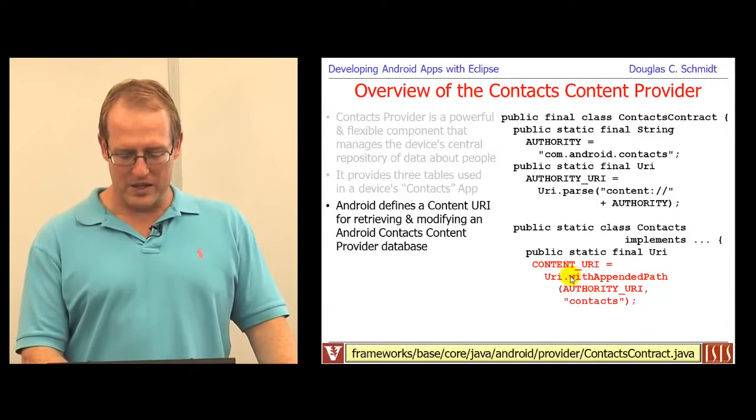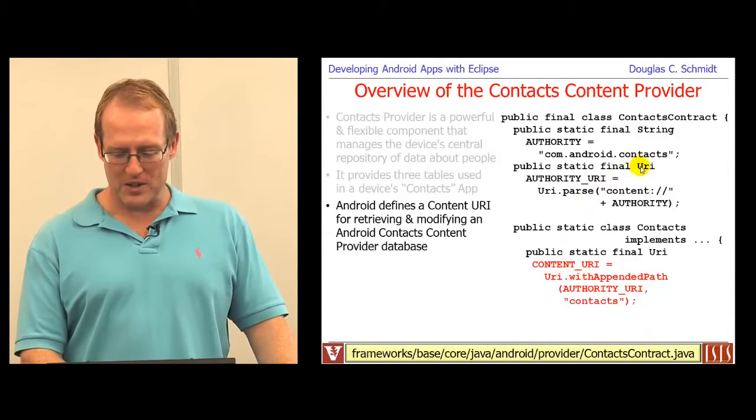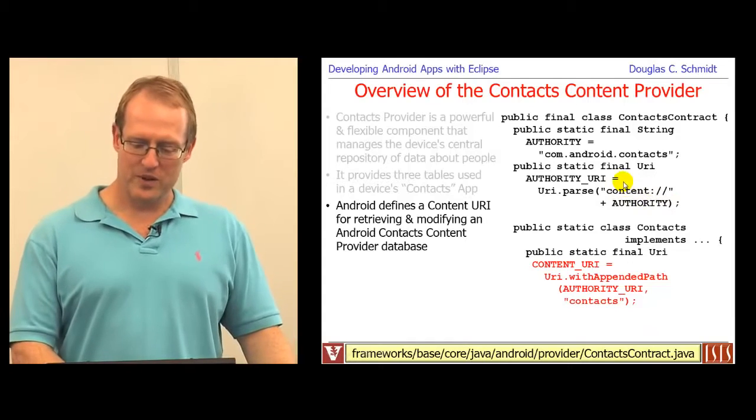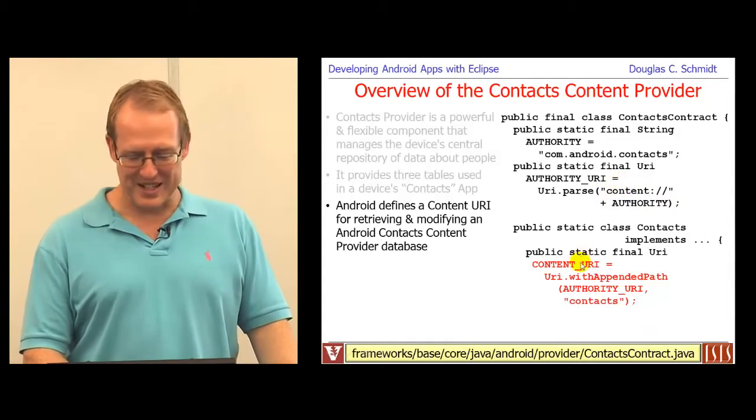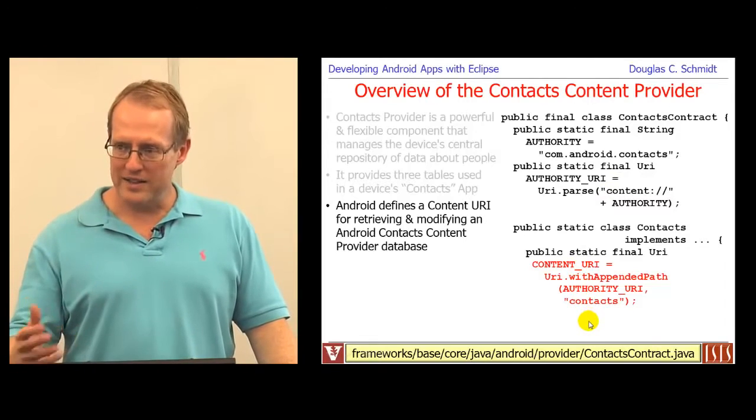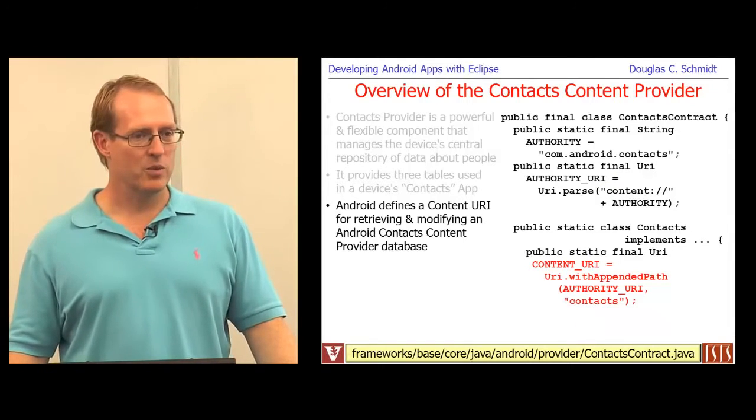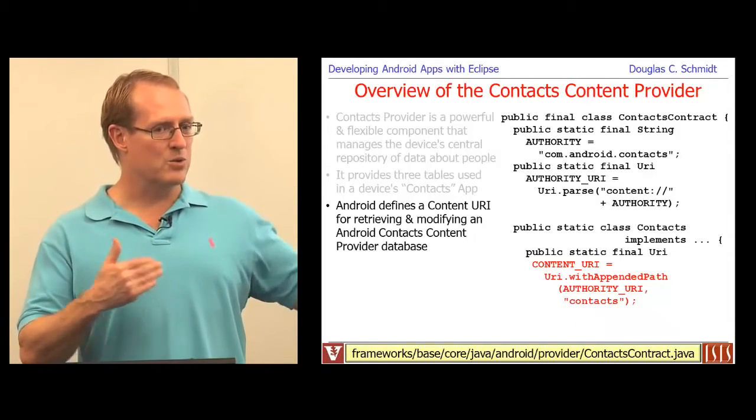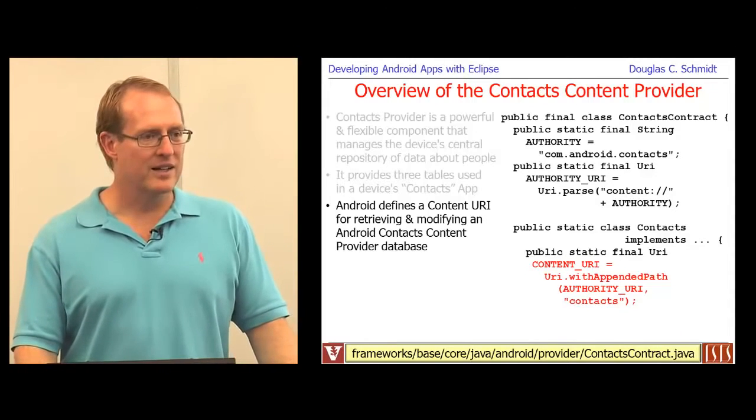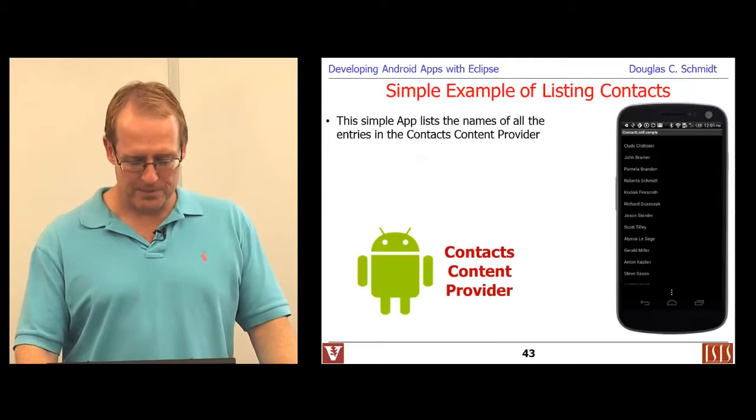And you can see what they're doing is they're basically taking the URI that's defined up here, which is content://com.android.contacts, and then they're appending onto it the contacts suffix, which is actually just a piece of the path that will be used later to identify more specific parts of the overall content in the contacts database.